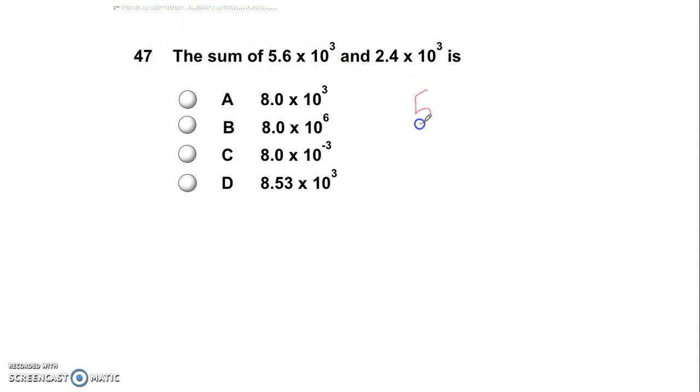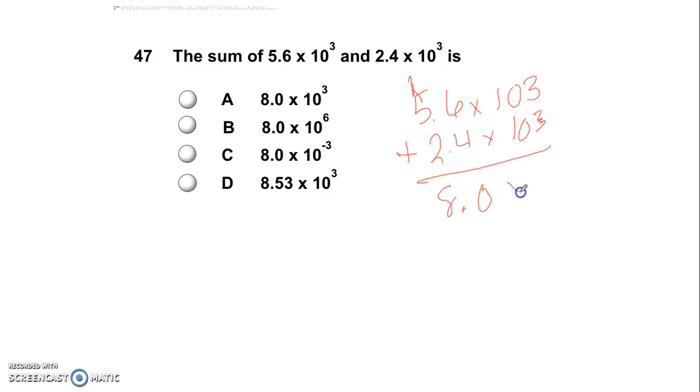So the sum of 5.6 times 10 to the third plus 2.4 times 10 to the third. Okay, so these exponents are already the same, so because they're already the same, we just add. So 6 plus 4 is 10. Add the 1. Bring that decimal point down. 1 plus 5 is 6, plus 2 is 8. So 8 times 10 to the third. Okay, so 8 times 10 to the third, we see is A. Circling letter A.